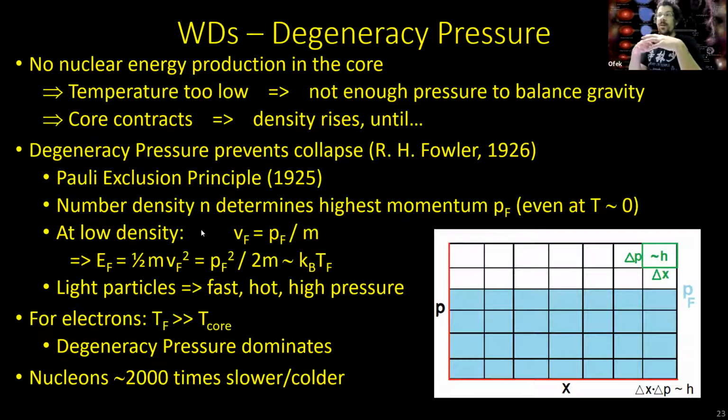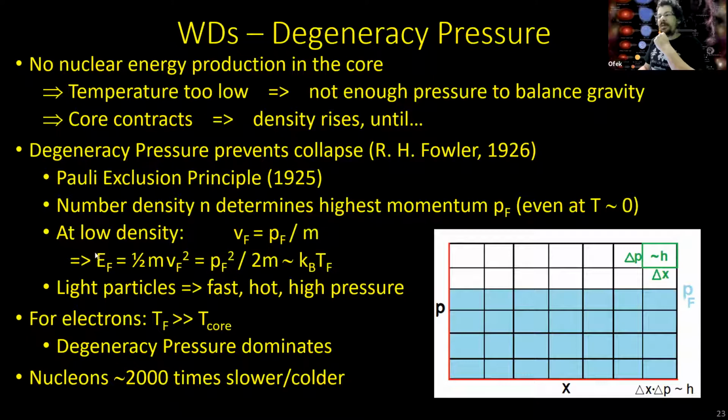When the density is low enough, we can take the classical, that is non-relativistic, approximation. Velocity is just linear in momentum, or momentum divided by mass. So the highest velocity particle will have the Fermi momentum divided by the mass m of the particle. The Fermi energy will be just a kinetic energy, so 1/2 mv squared, or in terms of the momentum, Fermi momentum squared divided by 2m.